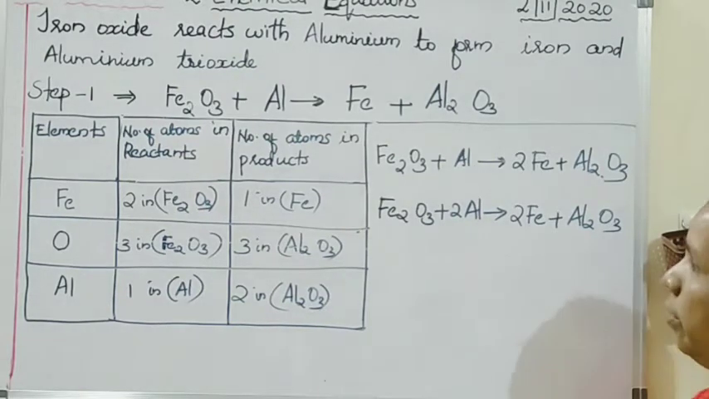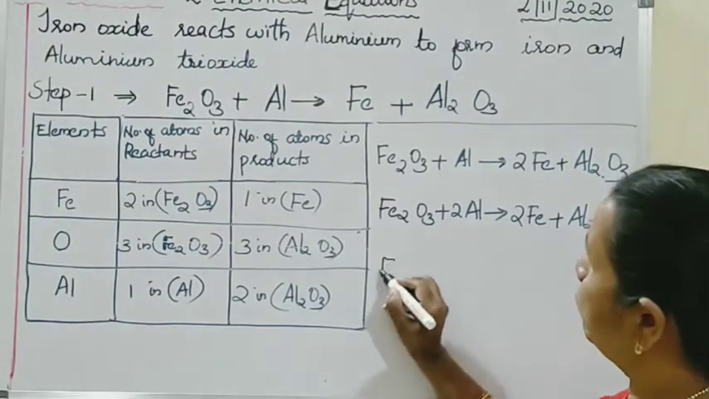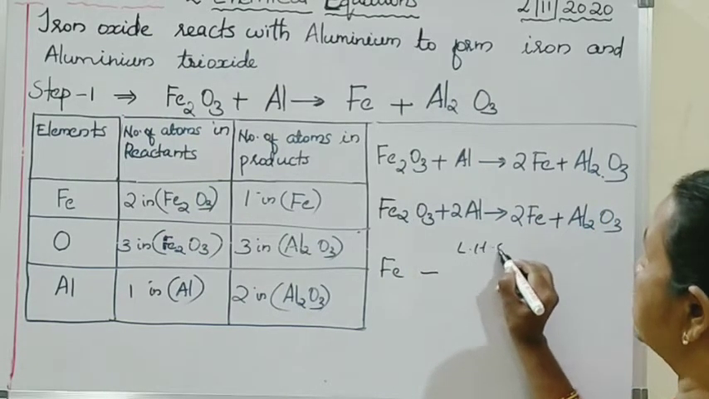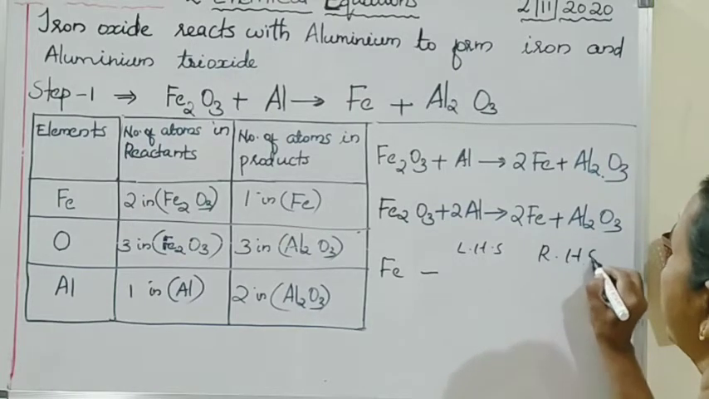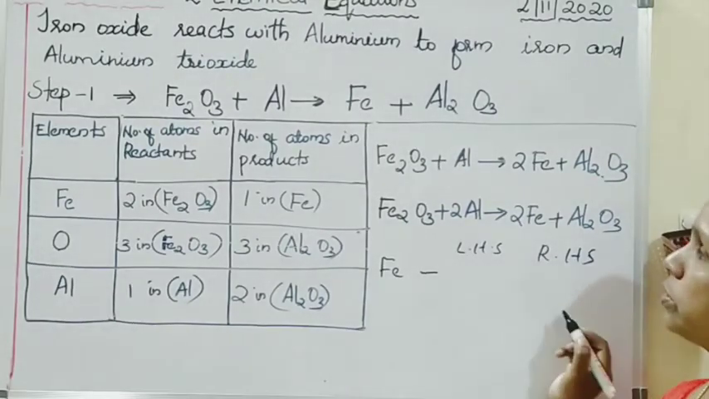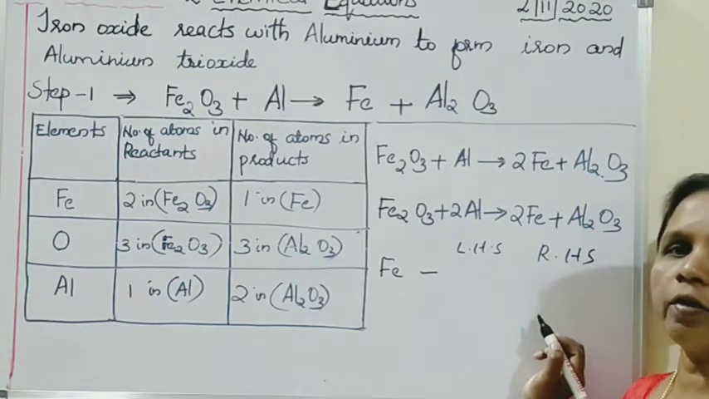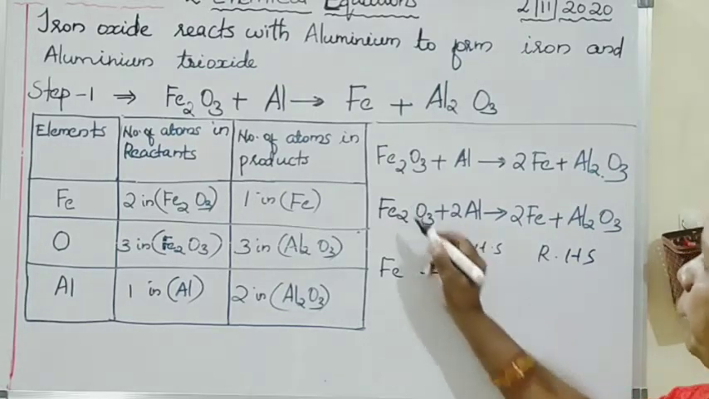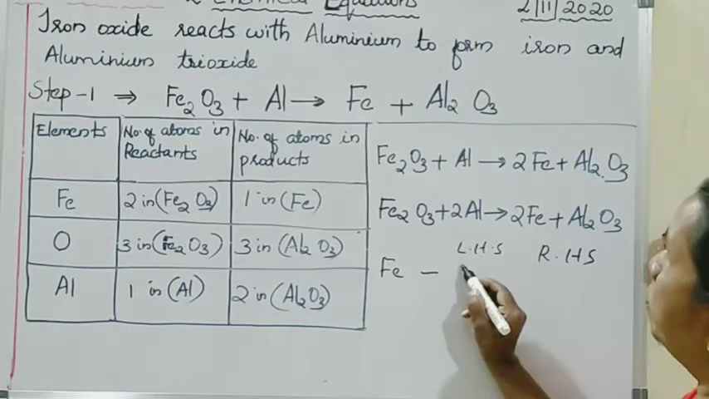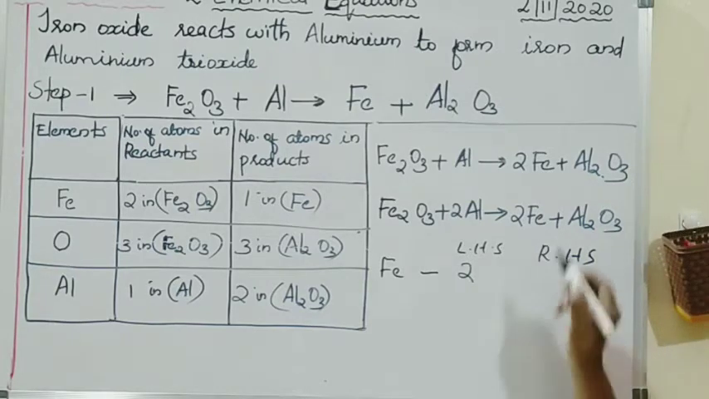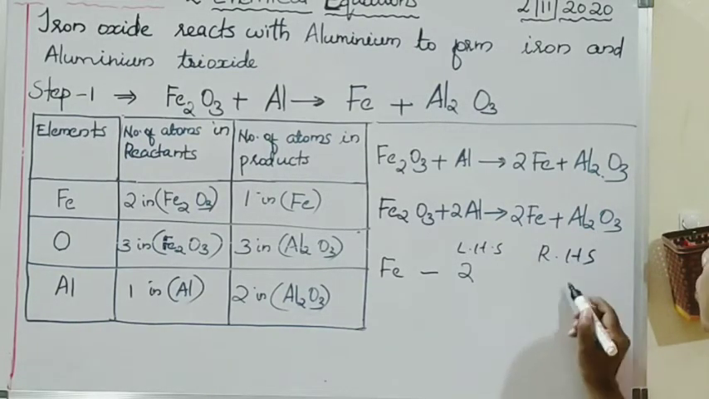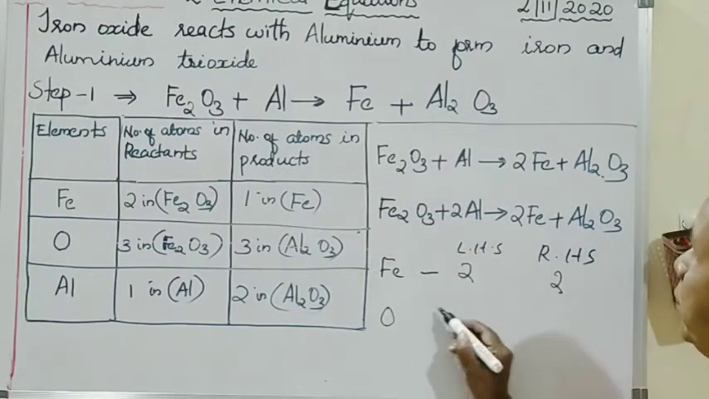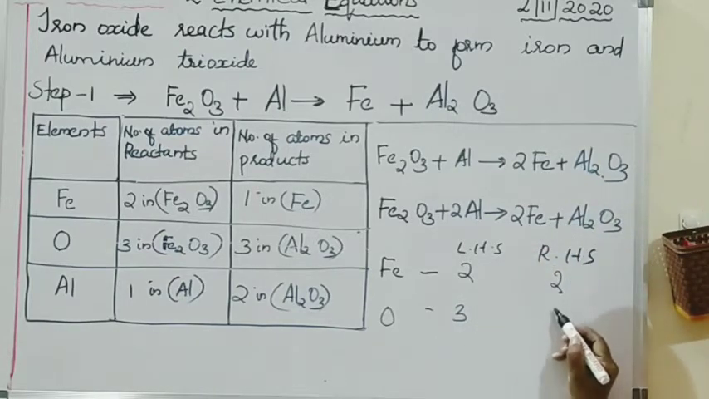Now we have to check that the number of atoms of the elements on both sides is equal. Only when they are equal is it a balanced equation. Therefore we check Fe first: LHS has 2 iron atoms, and the RHS also has 2 Fe. Next element, oxygen: here 3 is there and RHS also 3.